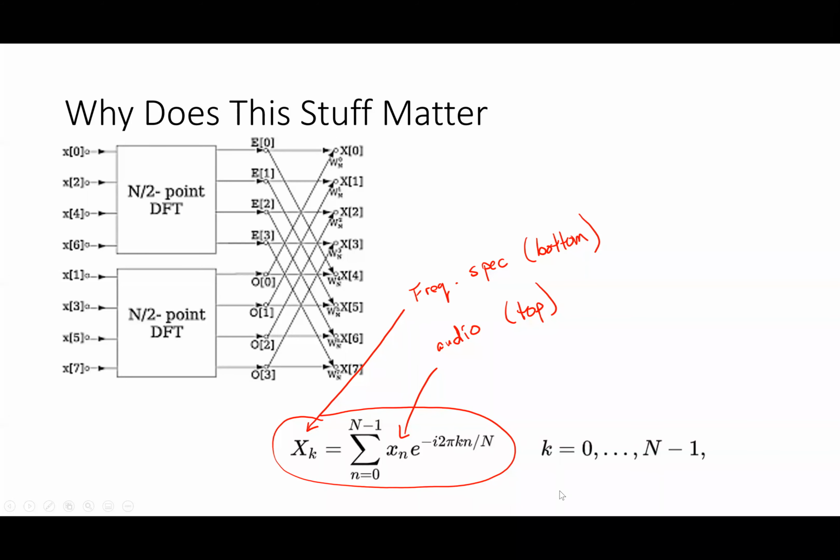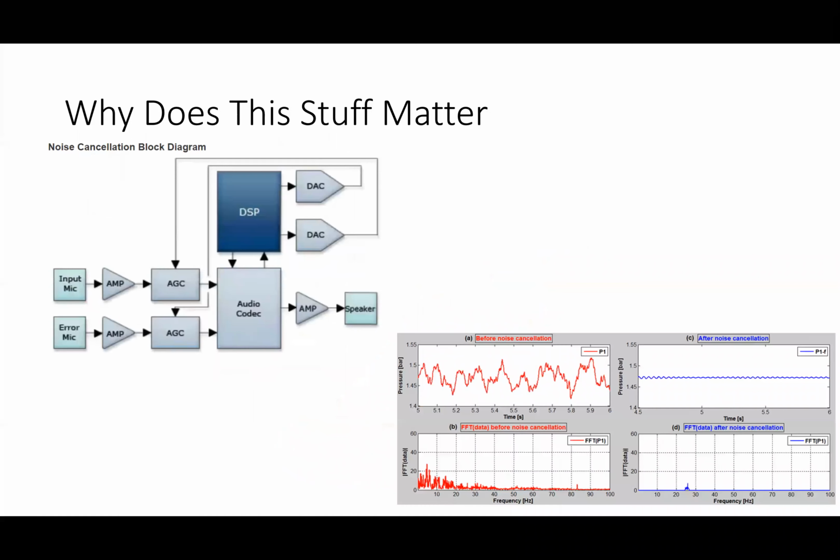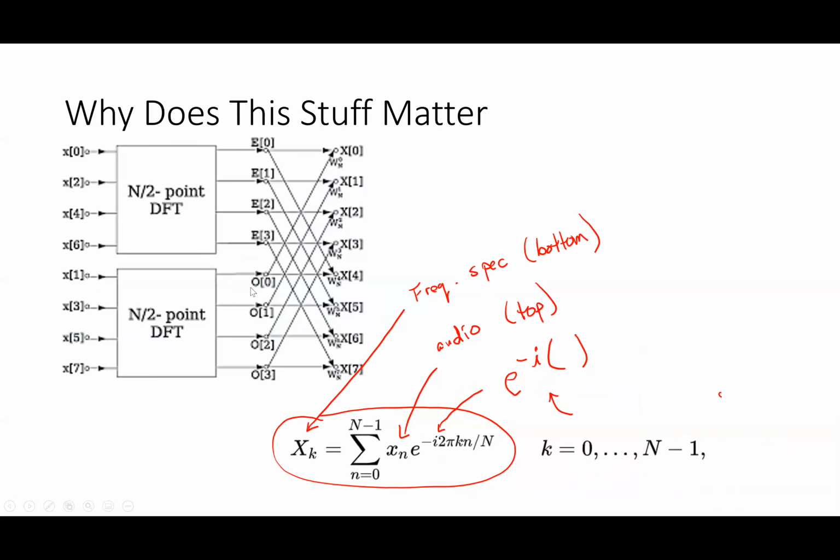Now, lots of stuff is going on in here, right? I've got Ks and pis and Ns and all this stuff, but this i right here, I see e to the negative i times something. This i is the imaginary number. So what that says is that for your Apple AirPods to be able to do what they need to do, they need to be able to process complex numbers.